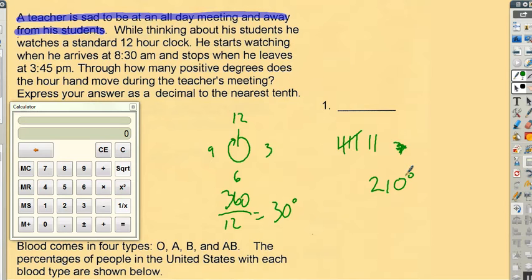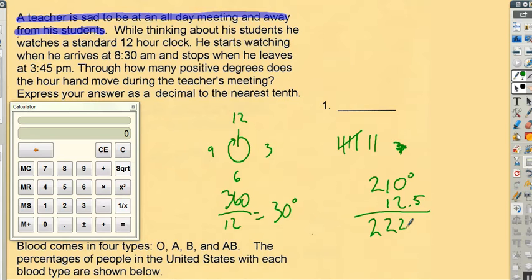But then we still have this last 15 minutes, right, from 30 to 45. And 15 minutes is a quarter of an hour. So therefore, a quarter of 30 is going to be 12 and a half. So you add that together and you get 2.